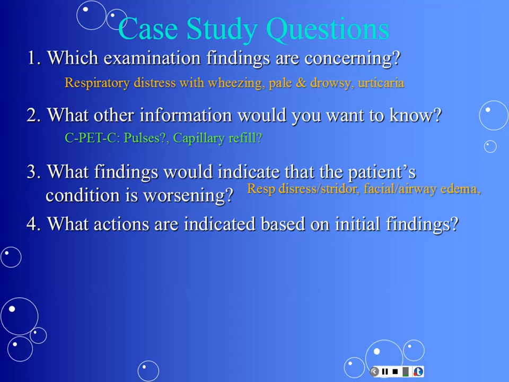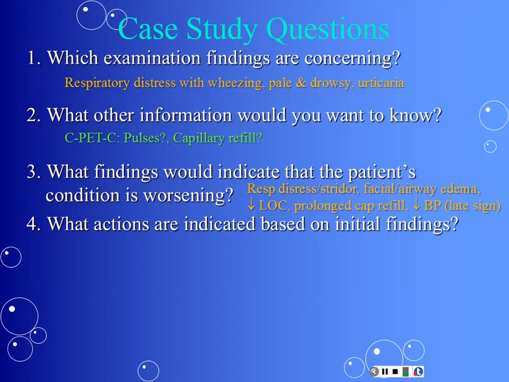Further decrease in LOC, respiratory distress, stridor. He starts to develop more upper airway swelling and obstruction. If you start to see swelling of his tongue, mouth, lips, if his cap refill becomes prolonged, and if the blood pressure starts to drop worse. Now, if he's already got a lower blood pressure, remember, blood pressure is the last thing to go. So if his blood pressure is already low, he's already showing some early signs, we're progressing into shock, okay?